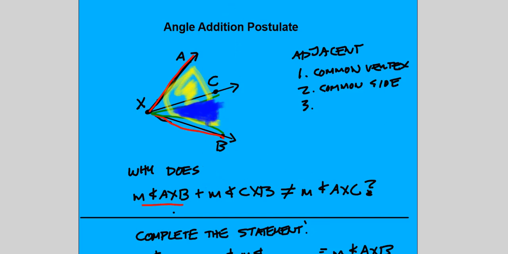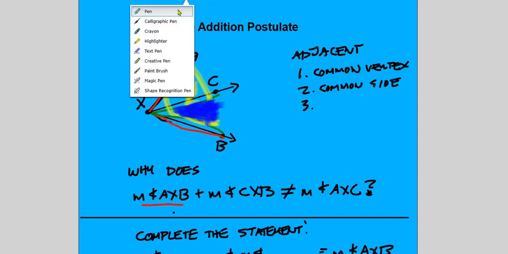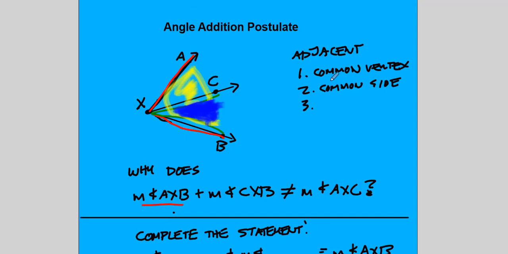So again, for adjacent angles, they have to have a common vertex, a common side, and they cannot overlap. So this example does not fit the criteria for the angle addition postulate.